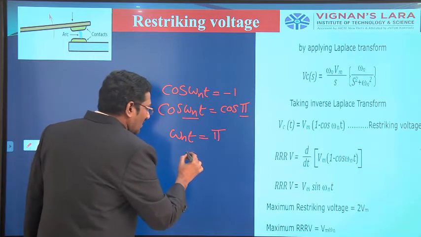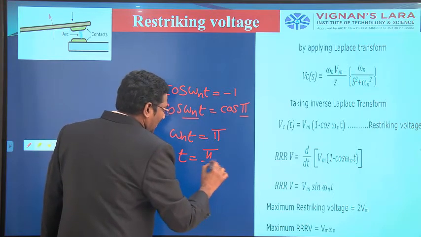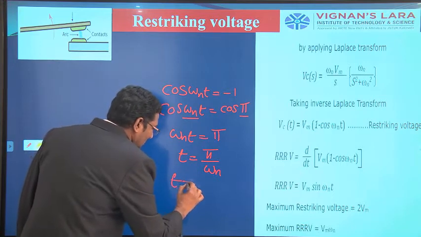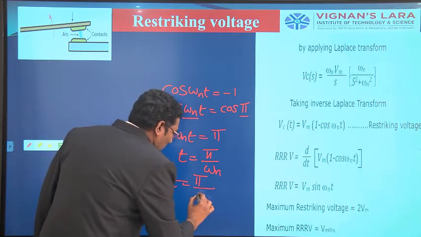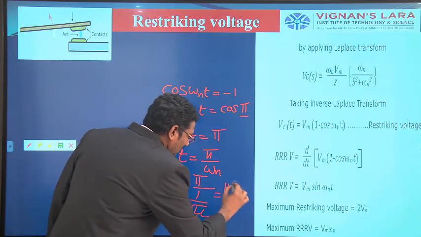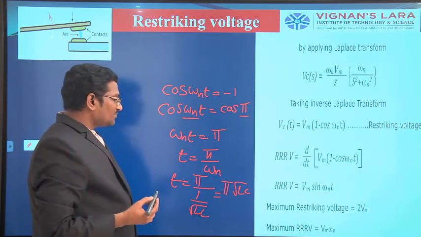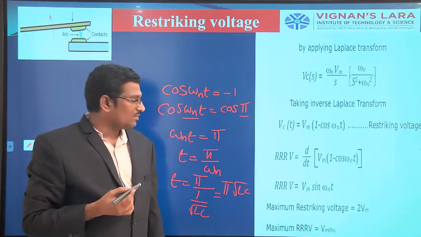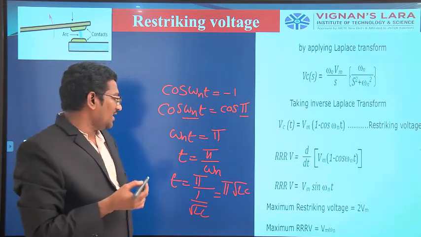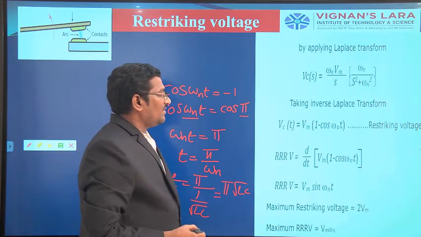Now you can write the time for occurrence of restriking voltage, t is equal to pi by omega n. Again omega n is nothing but 1 by square root LC, so t is equal to pi into square root LC. So the inductance of the system up to the circuit breaker location and the capacitance of the system up to the circuit breaker location you can calculate. From that you are going to calculate the time of the maximum value of the restriking voltage.